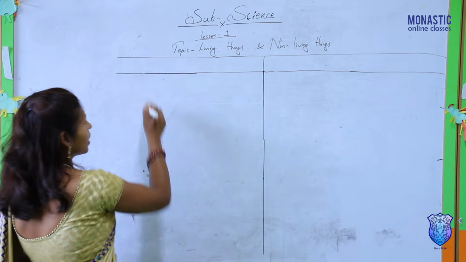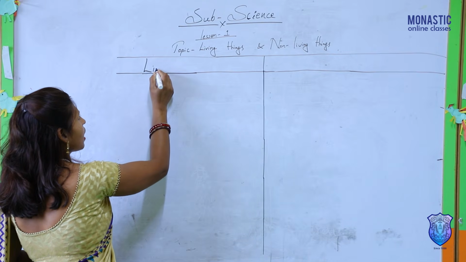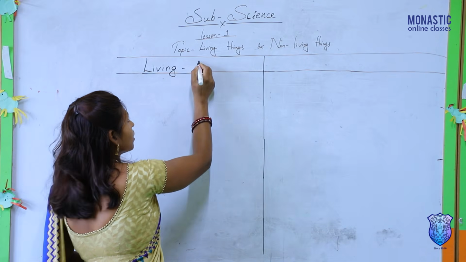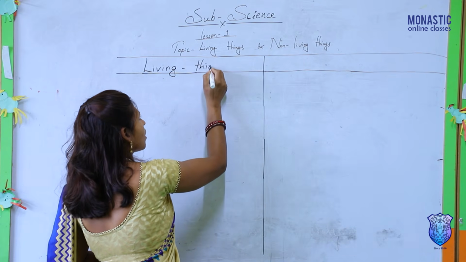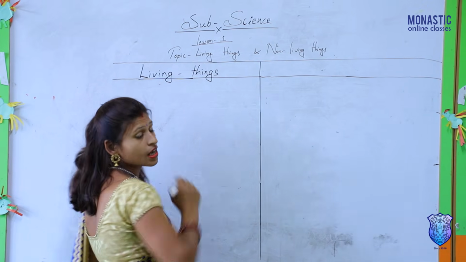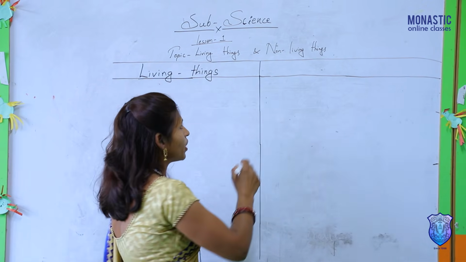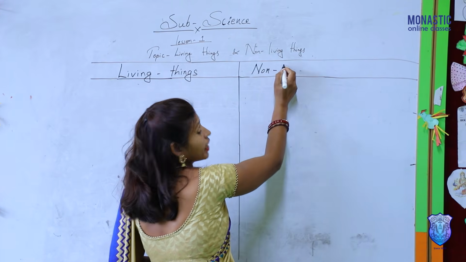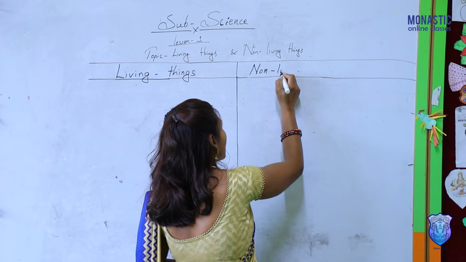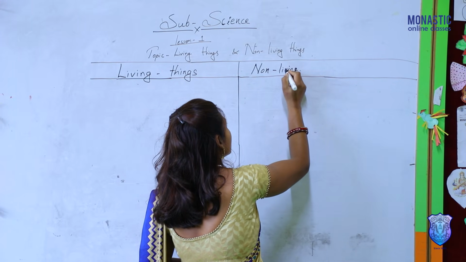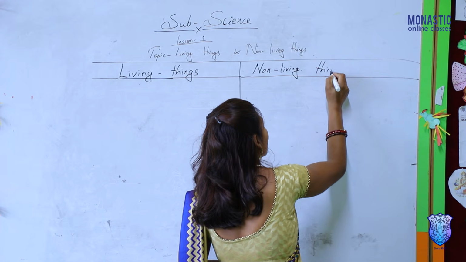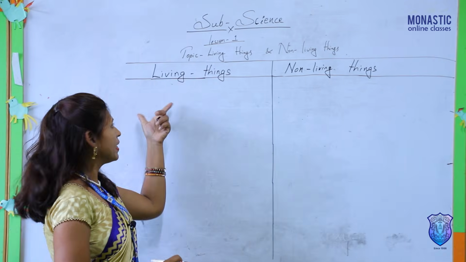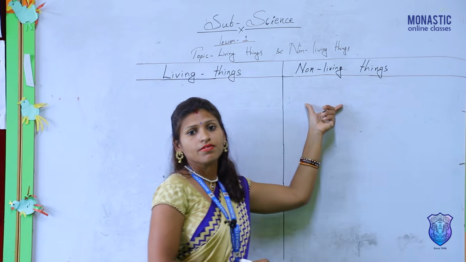Students, learn well. Living things: L-I-V-I-N-G, living, and T-H-I-N-G-S, things. Living things. In the same way, if you put N-O-N, non, you have to repeat the spelling of living, L-I-V-I-N-G, living, T-H-I-N-G-S, things. Non-living things. So, living things and non-living things.